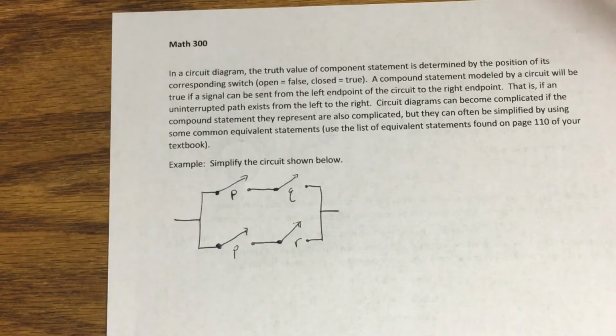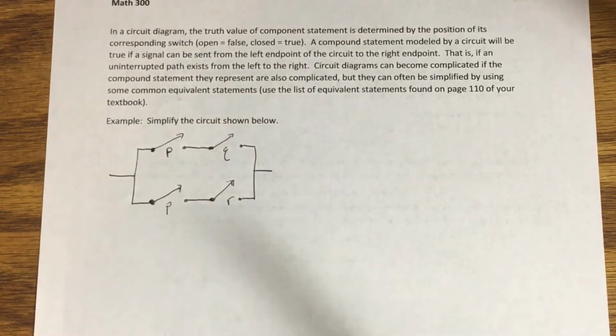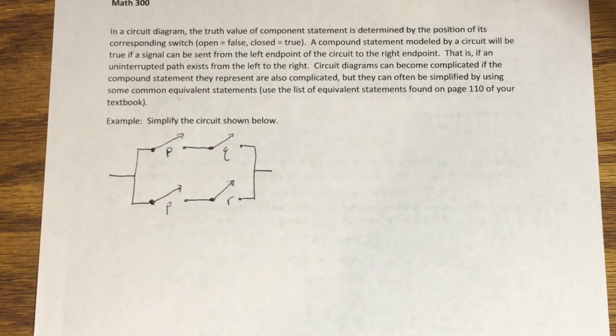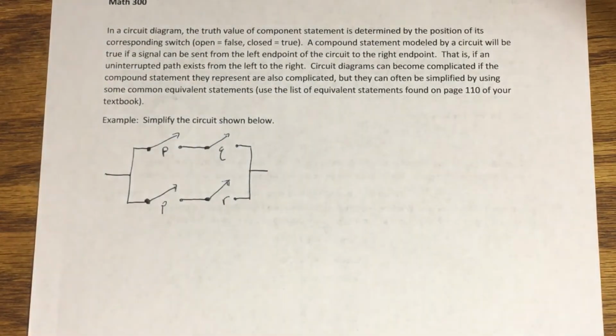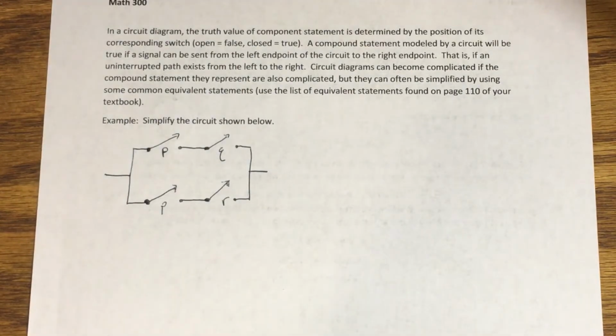So again, I kind of mentioned how to interpret a switch as being true or false, closed or open, that kind of a thing. Here's an example of a circuit that we want to analyze. And more specifically, I say simplify. What does it mean to simplify a circuit? Well, let's start by thinking about what this circuit would look like as a compound statement.